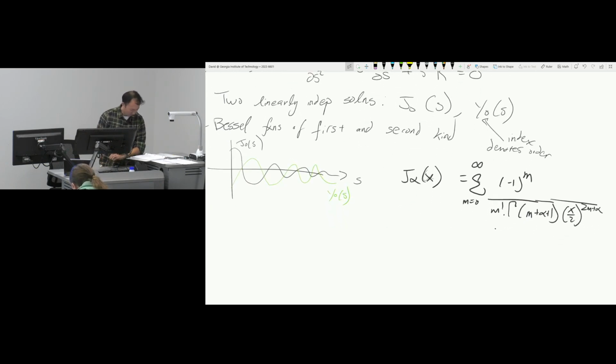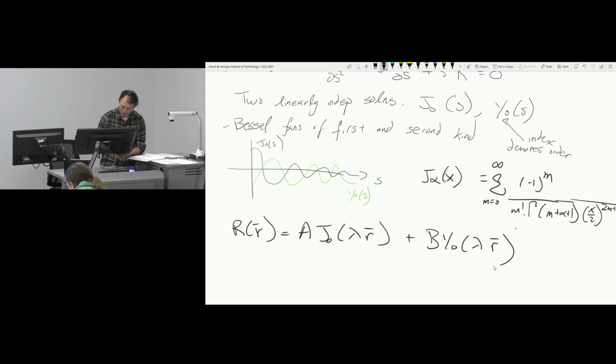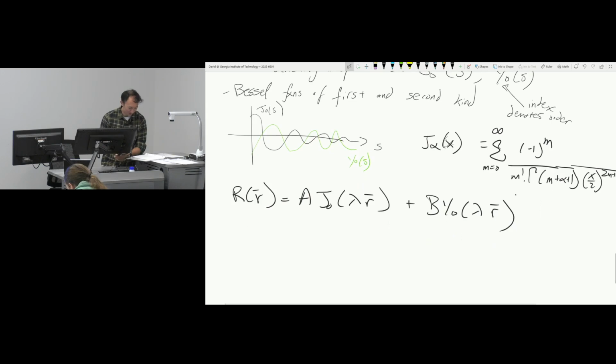Oh shoot, we're running out of time. All right, so basically the solution for R is going to be some constant times J naught plus some constant times Y naught of lambda R, to redimensionalize again, going back to our old notation instead of our S variables.